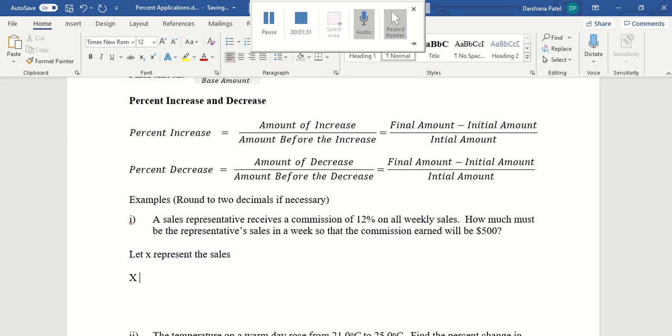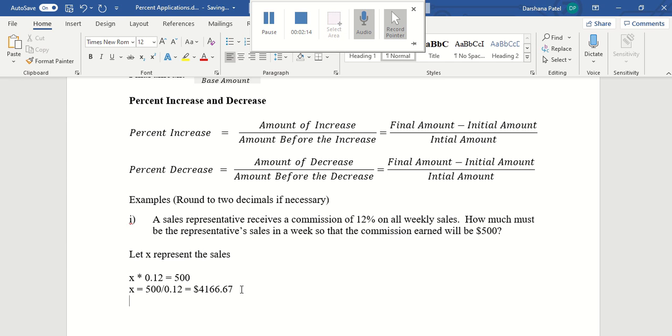So X times 12%, which as a decimal is 0.12, equals 500. If we want X alone, we'll divide both sides by 0.12. So X will be 500 divided by 0.12, which ends up being 4166.67. And this amount we round to two decimals because it's money. So that person must sell around $4,166.67 worth of goods in order to receive 500 as a commission.